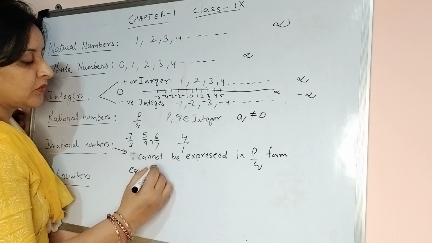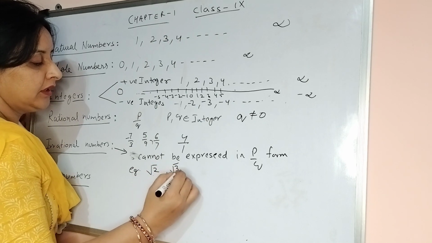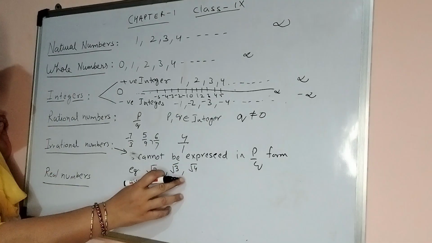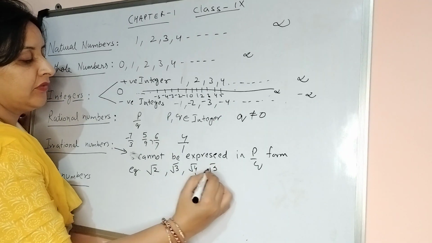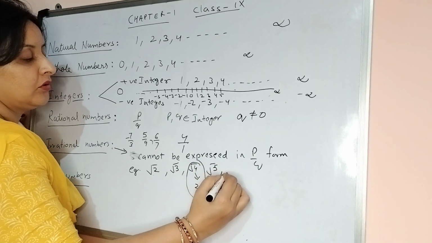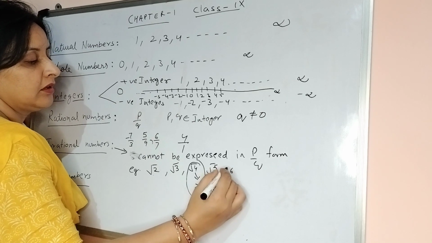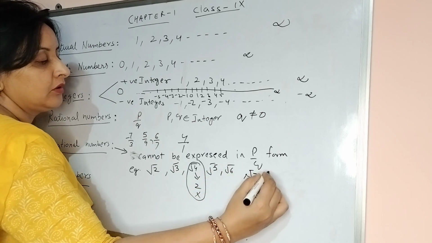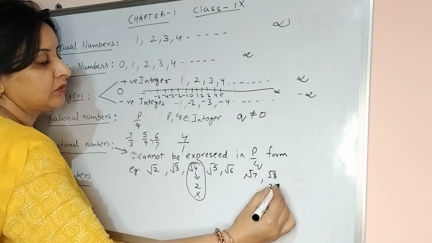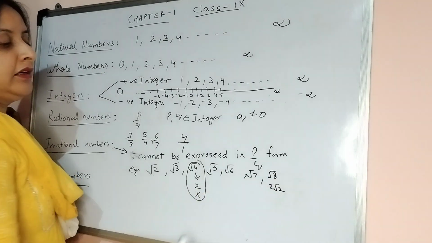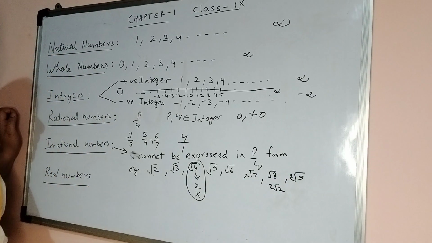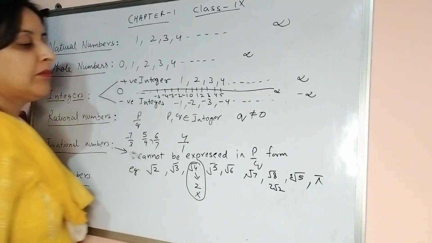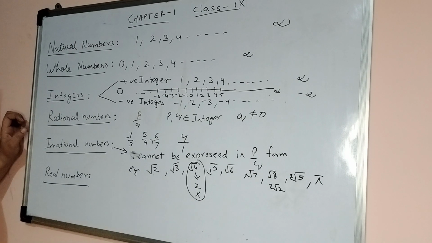Such numbers are √2, √3, not √4, because if you take √4, it will convert into 2, so it will not be an irrational number. √5, √6, √7, √8. Basically √8 is 2 under √2, because when you factorize 8, 2 will come outside. Also cube root of 5, and pi. So these numbers are basically irrational numbers, because we cannot convert these kinds of numbers into the form of p upon q.